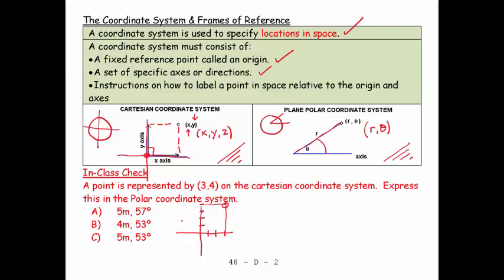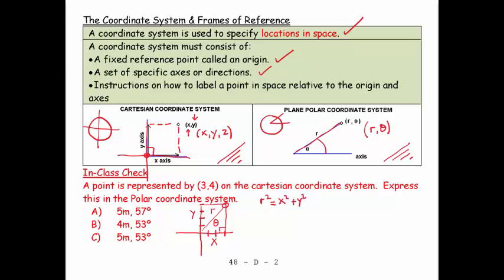Express this in the polar coordinate system. So what we need to do is find the r and the theta. We know the x and we know the y, but we need to know the r and the theta. Well, a little bit of thought will tell us that r squared is equal to x squared plus y squared, because it's a right triangle.